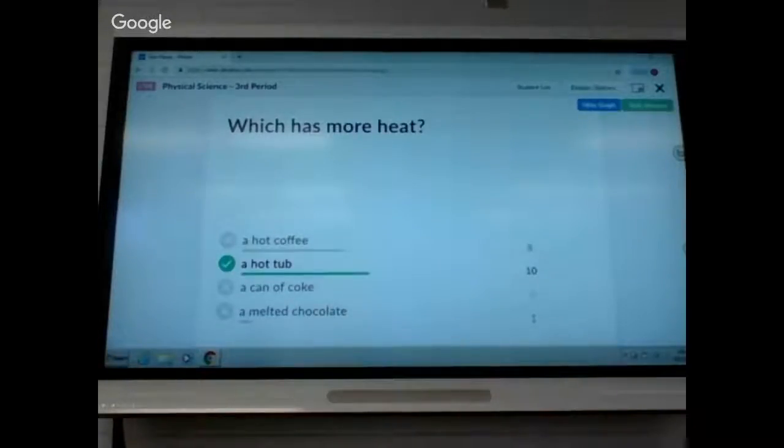So we have 10, 8, and 1. Why is the hot tub the right answer and not the coffee? It's bigger. Heat is all about size. Even though the coffee cup is going to be hotter, it's going to have a higher temperature, it's not going to have more heat because it's smaller. The hot tub is much bigger.